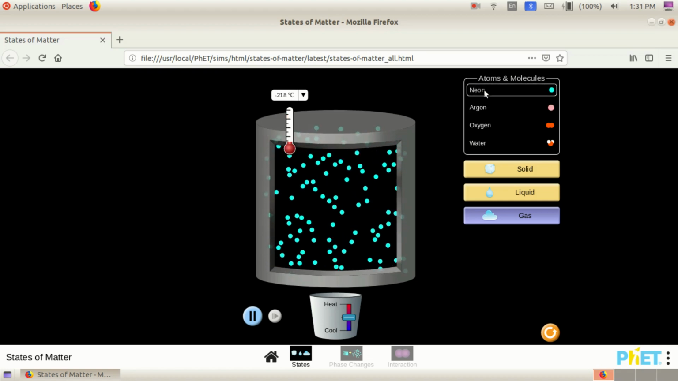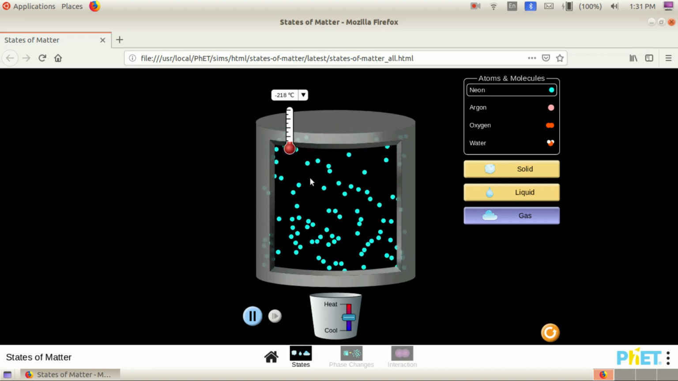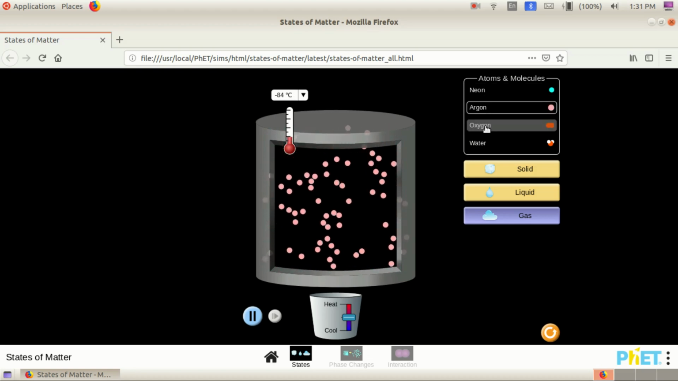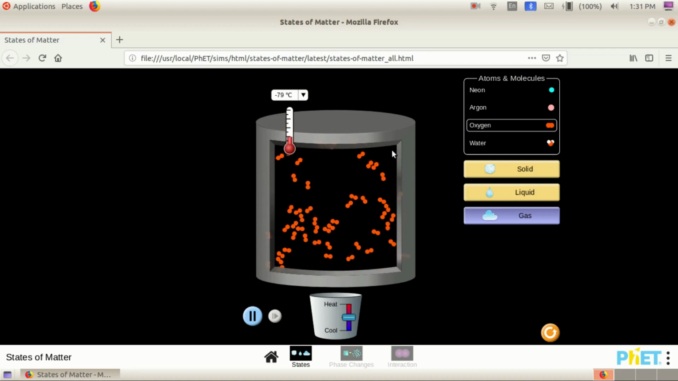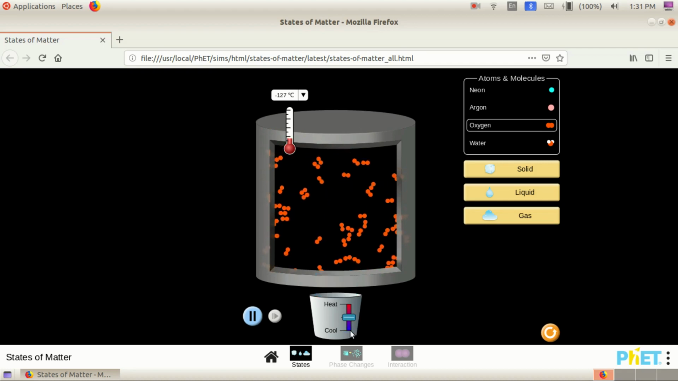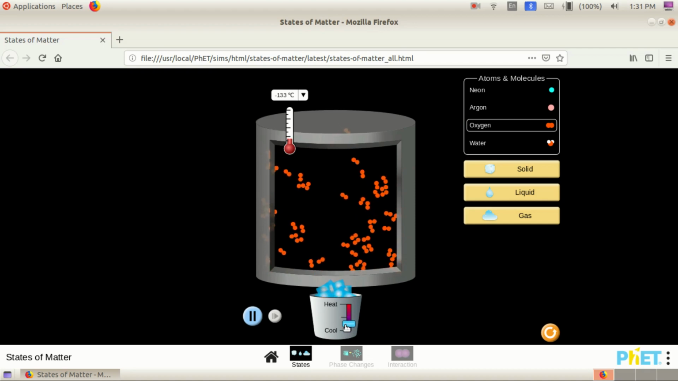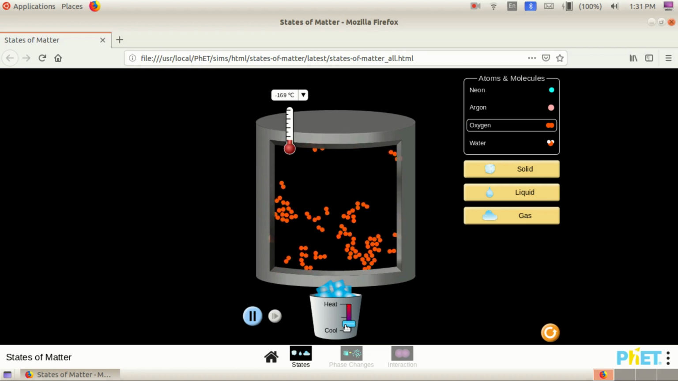Okay, neon and argon, in which condition the molecules are very far away, isn't it? Argon also, then oxygen. Look here. If we decrease the heat, then molecules come closer. That means molecules come closer and energy becomes less also. Okay, do you see my children? This is the states of matter, children. We only complete the table.